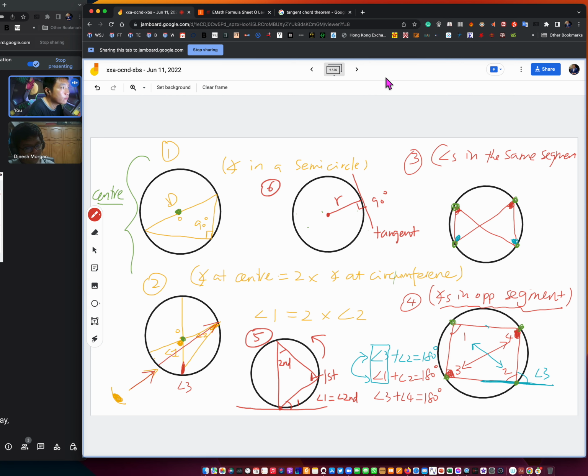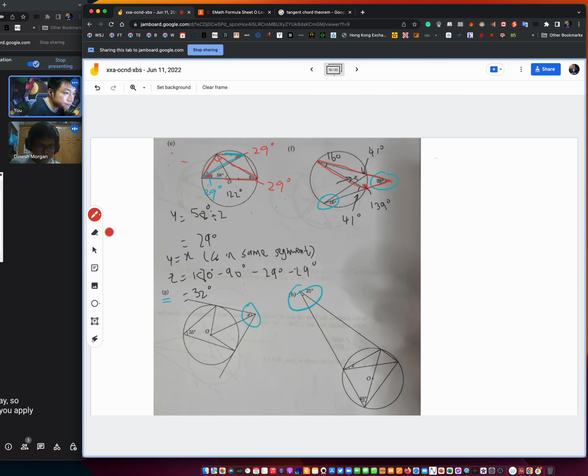So therefore, if you apply this rule to this one, this one I'm going to so-called prove to you. You don't have to memorize. Okay, good. So maybe I just do the question G together with you. So then you don't have to prove. You don't have to memorize the other one. So this is 90 degree because this one is the tangent.